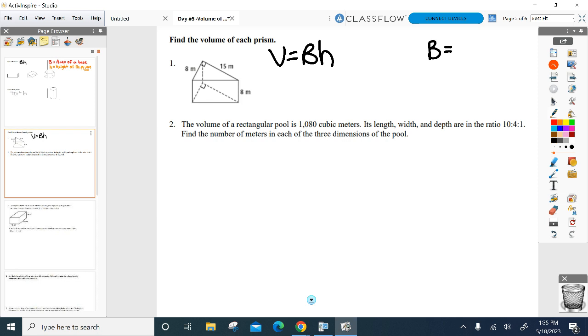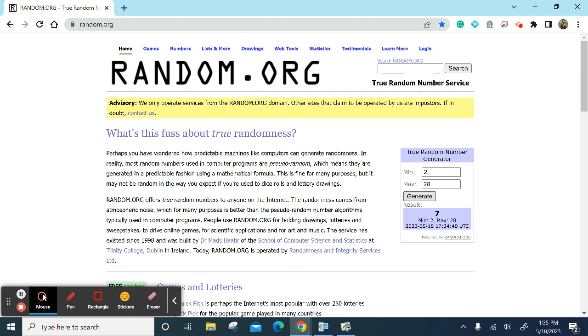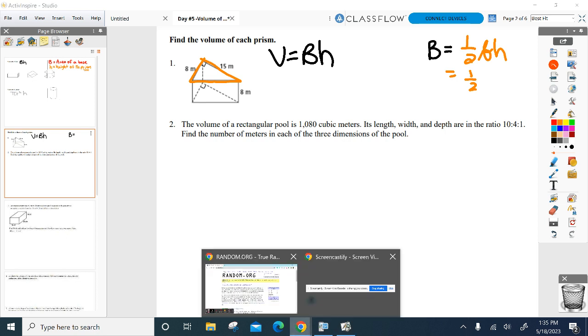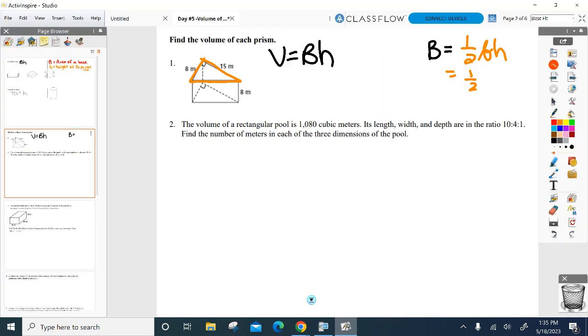We just said it was a triangular prism, so that tells me the base must be a triangle. So capital B is going to be 1/2 base times height. I need to find the area of that triangle. Ooh, it is a right triangle, isn't it? We've always talked base and height of a right triangle. What are the base and height of this right triangle?